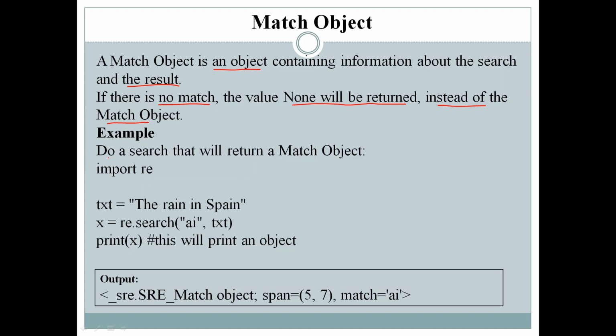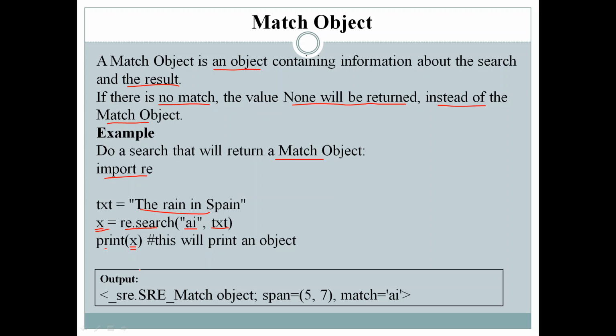Now look at one example. Do a search that will return a match object. We have import re, and we have used re.search. What are we searching for? AI in the text. If you look at the text, you will see AI exists in the text. So this search method will return a match object, and that match object is stored in x. When you print x, you are printing the match object.